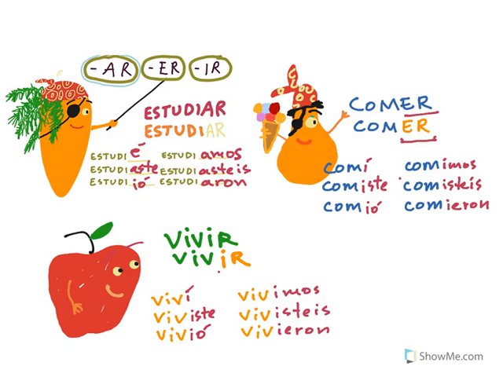So for vivir, same business. You remove the ending, you have the root, it will be viví, viviste, vivió, vivimos, vivisteis, vivieron. And then you have it. It is the conjugation of the simple past, the preterite, of all Spanish regular verbs. Can you believe how simple it is?